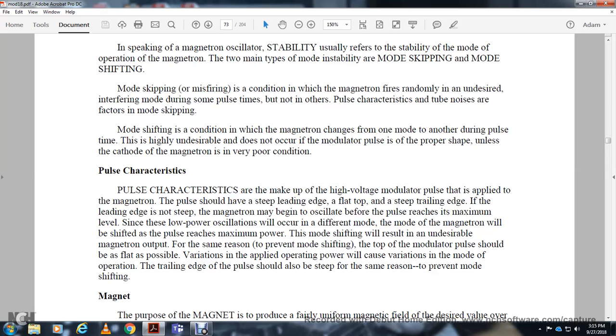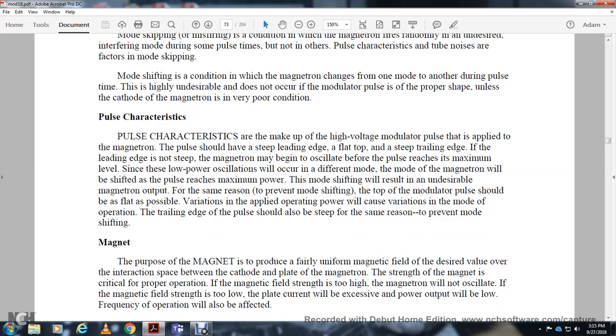Mode shifting will result in undesired magnetron output. For this reason, to prevent mode shifting, the top of the modulator output pulse should be as flat as possible. Variation in the applied operating power will cause variation in the mode of operation. The trailing edge of the pulse should also be steep and stable to prevent mode shifting in the magnetron.